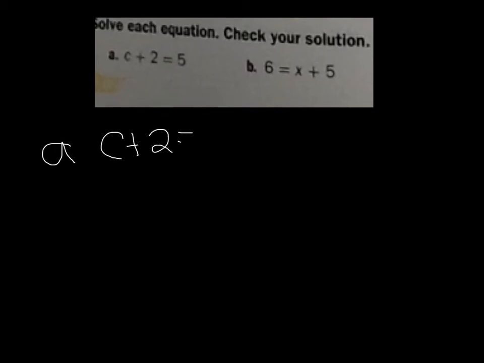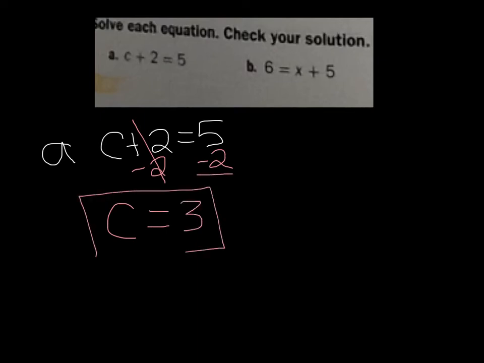C plus 2 equals 5. Remember, we want to use the subtraction property of equality. Since it's adding 2, I need to do the opposite, or the inverse, and subtract 2 from both sides. Since it's an equation, whatever you do to one side, you have to do to the other. So 2 minus 2 leaves me with 0, so I just have C equals 5 minus 2, which is 3. So my answer is C equals 3. Now to check that, if I plug 3 in for C and add 2 to it, I should get 5, and it works out.